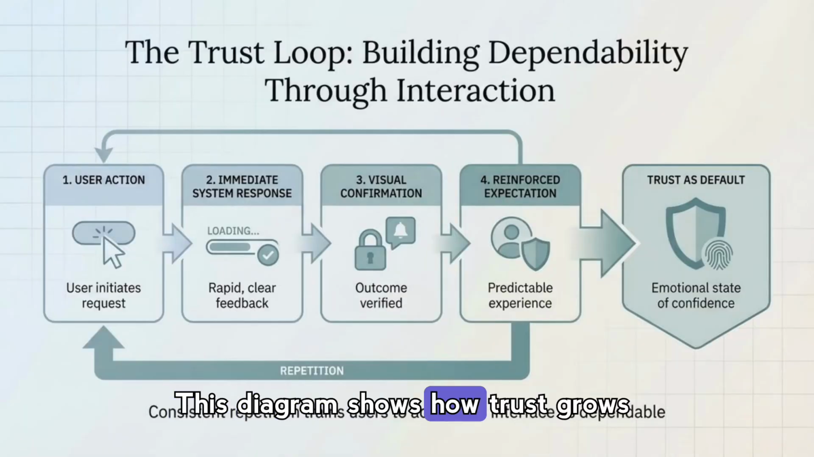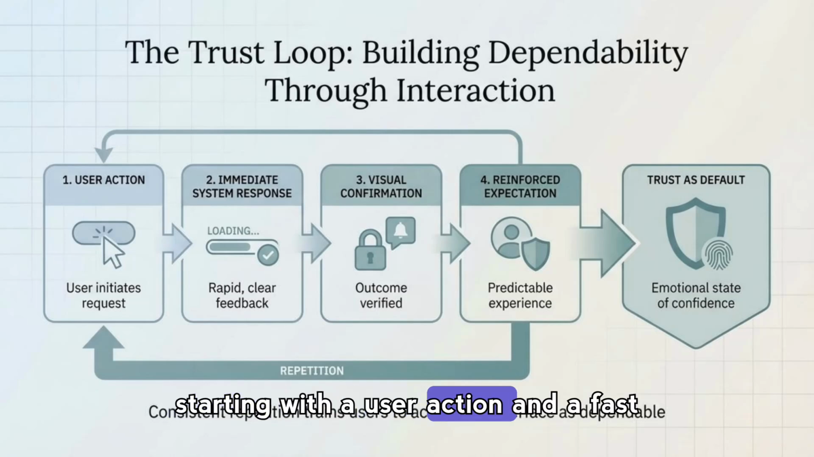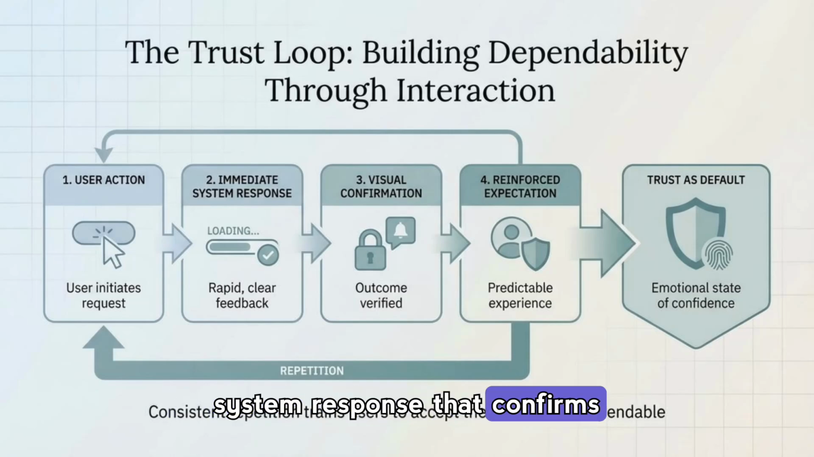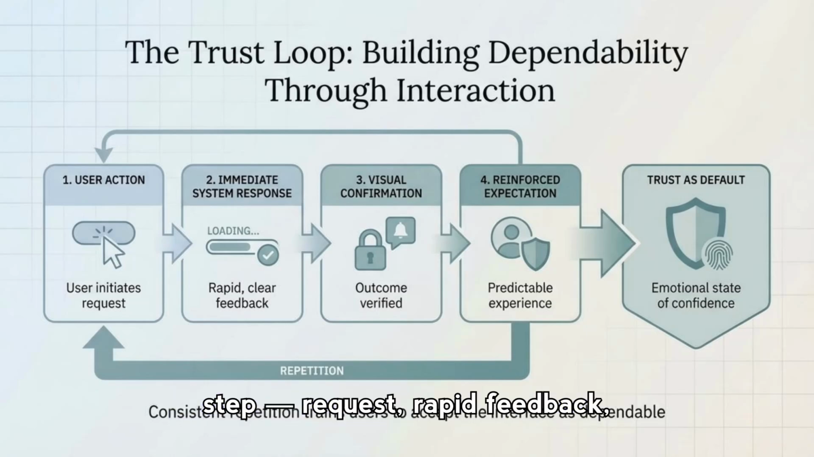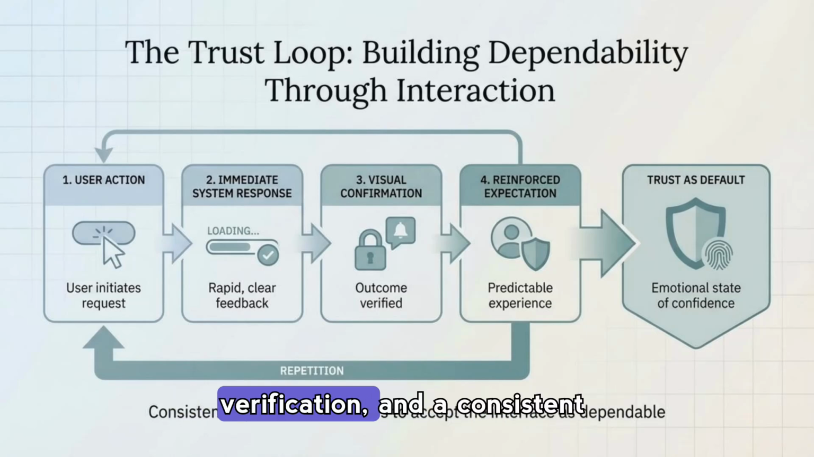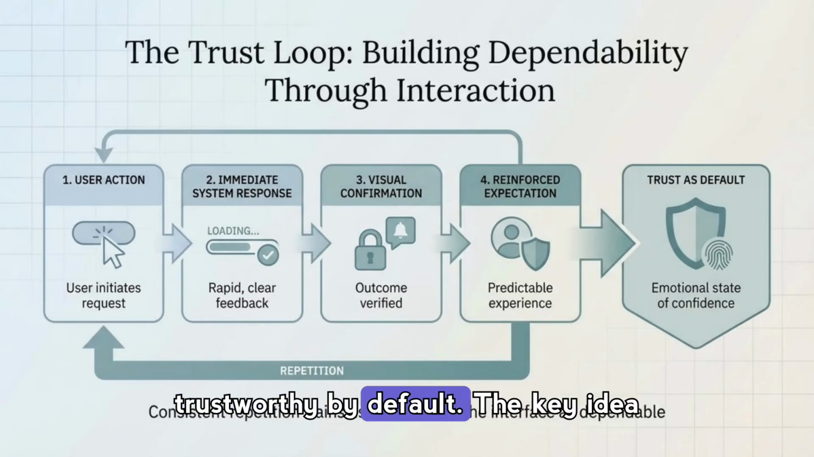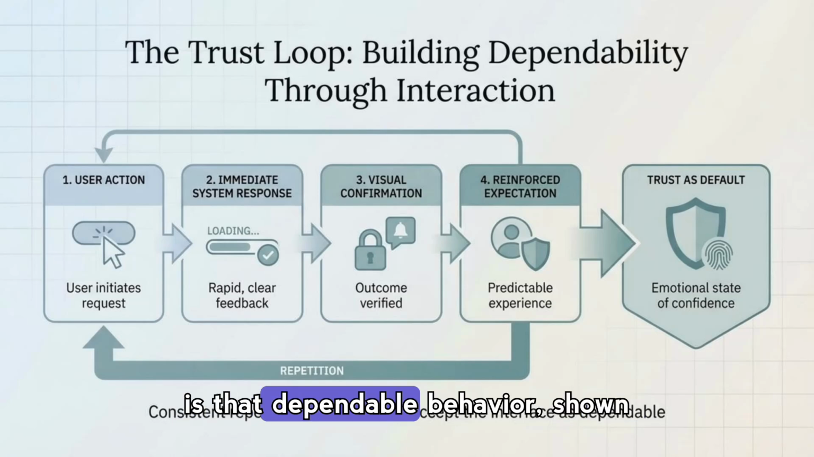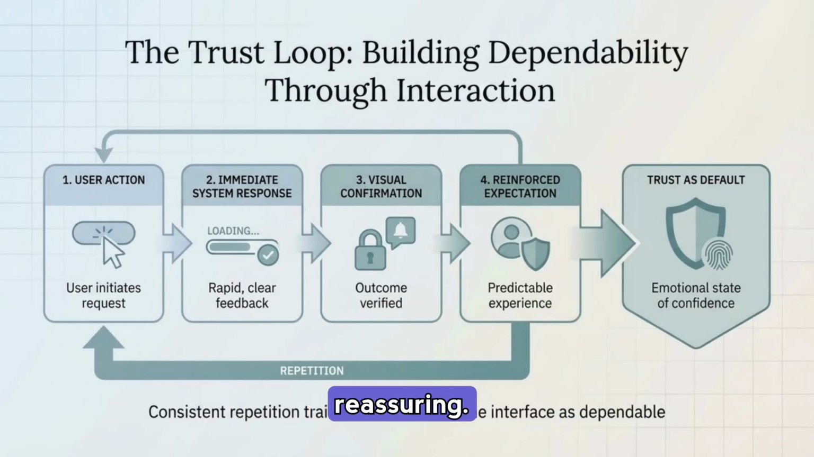This diagram shows how trust grows through repeatable interaction, starting with a user action and a fast system response that confirms outcomes visually and reinforces predictable expectations. When each step, request, rapid feedback, verification, and a consistent experience, repeats reliably, users begin to treat the interface as trustworthy by default. The key idea is that dependable behavior, shown often, becomes emotionally reassuring.